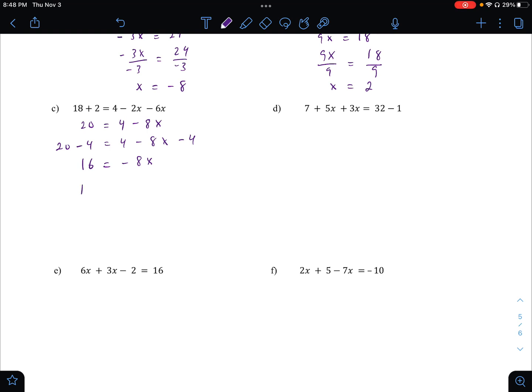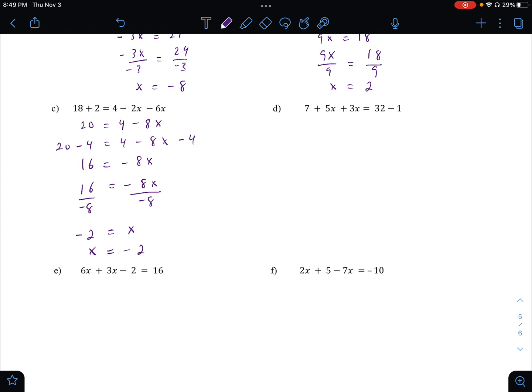Now in order to isolate for x, we're going to have to divide by negative 8 on both sides of the equation. And so that's going to give us negative 2 is equal to x. Now we can also write that as x is equal to negative 2. It doesn't actually matter if the x is written on the left or on the right, but by convention, usually x is written on the left side of the equation.